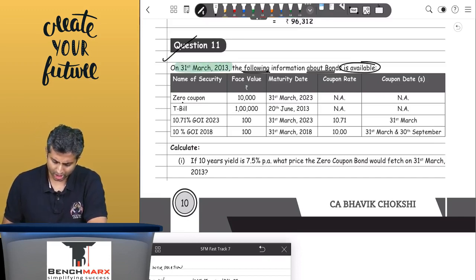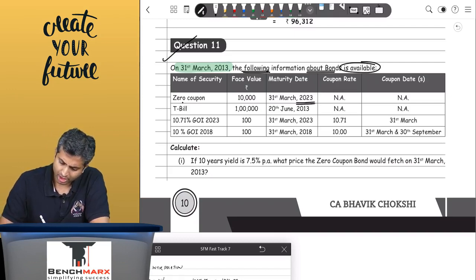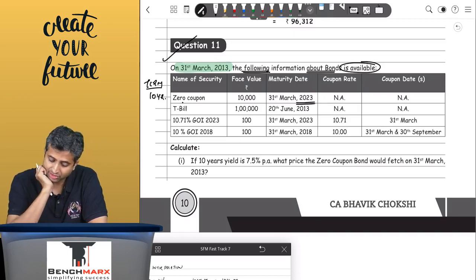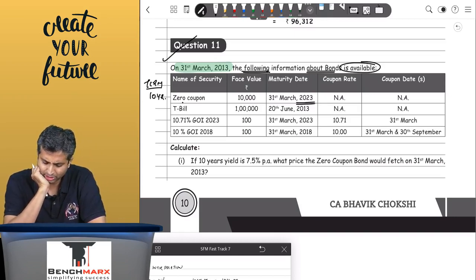Zero coupon bond which has a face value of 10,000. Maturity date is 31st March 2023. Which means I guess this is 10 years away. So the remaining term is, let us say, 10 years. And this is zero coupon, which means there's no cash flow. Coupon rate is 0, coupon date is not applicable.